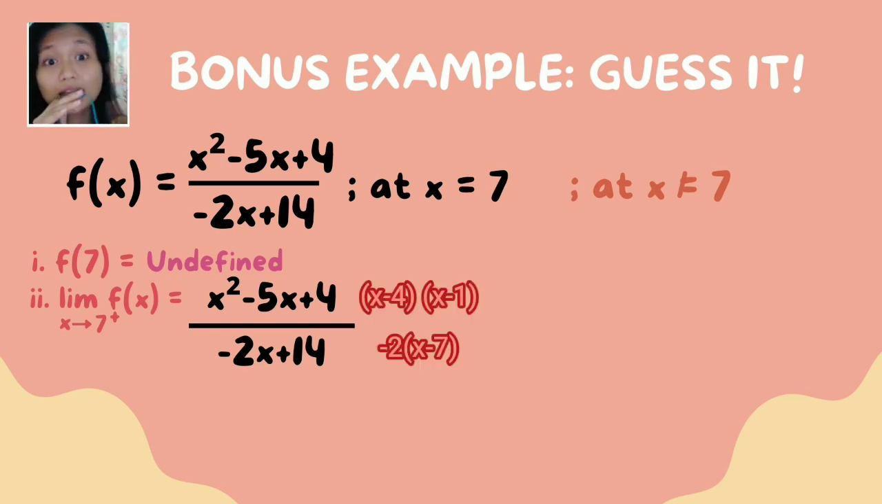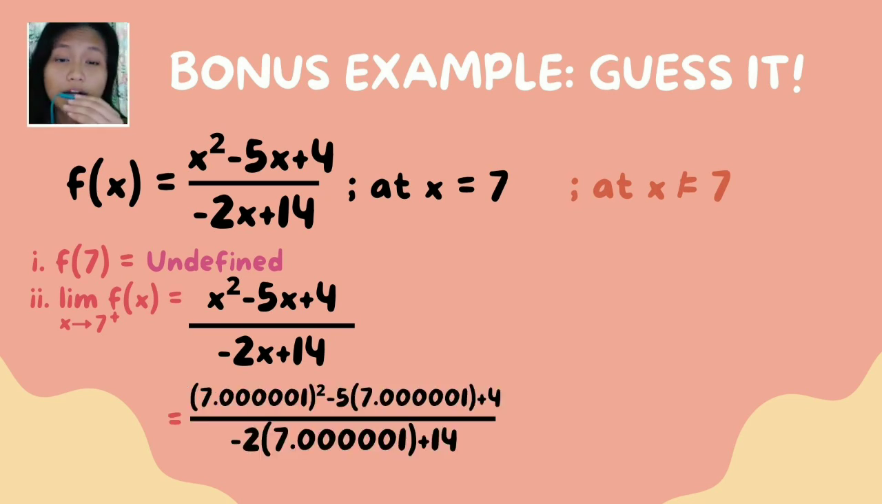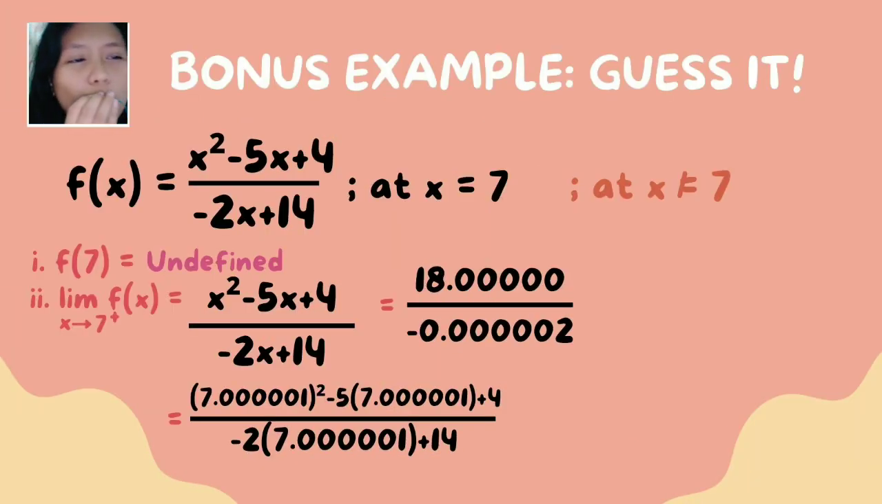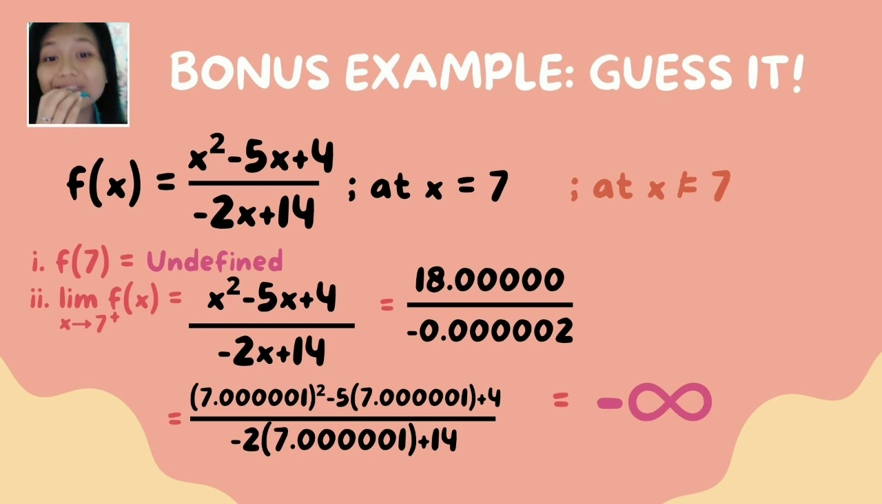On the right side, it is indeterminate but we cannot factor it out as you see. So we'll use the imaginary table of values. The value I chose from the right of 7 is 7.00001. For substitution, 7.00001 squared minus 5 times 7.00001 plus 4 all over negative 2 times 7.00001 plus 14. Then we'll get 18.00000 all over negative 0.00002. Then positive infinity divided by negative infinity equals negative infinity.